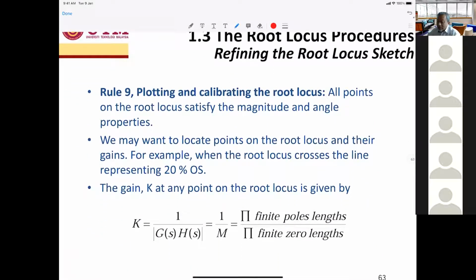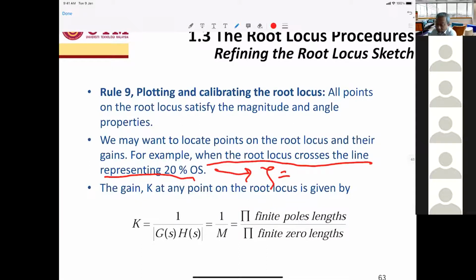And then rule number 9 is plotting and calibrating the root locus. All points on the root locus satisfy the magnitude and angle properties. So we may want to locate points on the root locus and their gains, for example, where the root locus crosses the line representing 20% overshoot. This will give you another value of zeta, because once you know the overshoot, you know the zeta value.